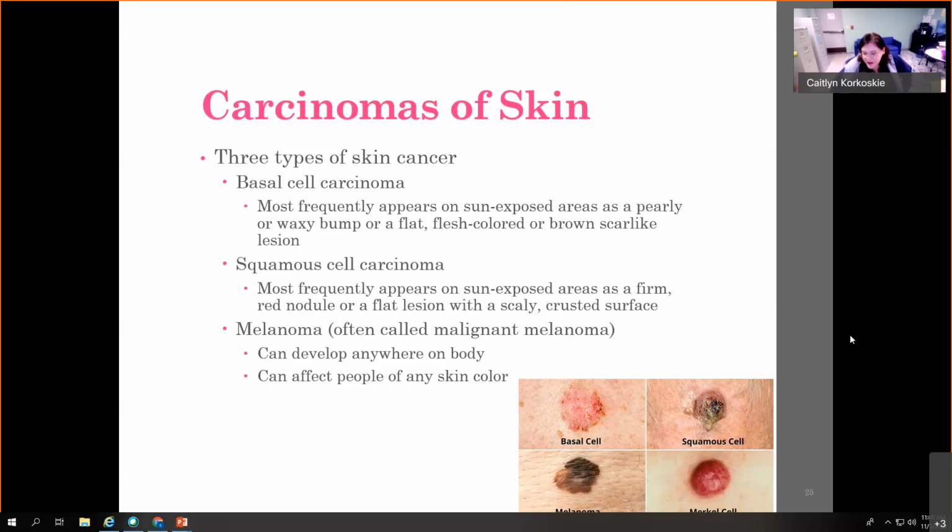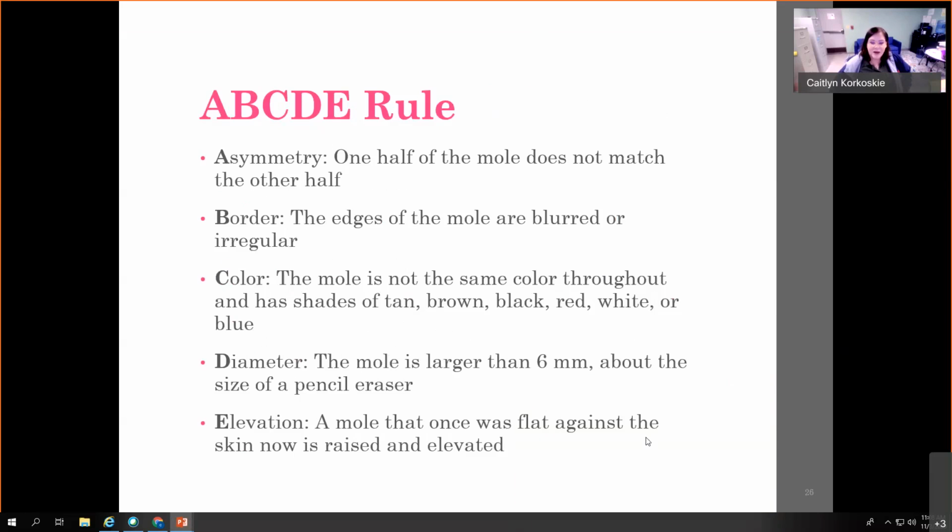Yeah, a mole will have all even edges. Usually it will look pretty cylindrical. Sometimes it might be raised, kind of like an eraser. But if it has uneven coloring, that is something they want to have checked out. People who are exposed to the sun are most likely to develop skin cancers.